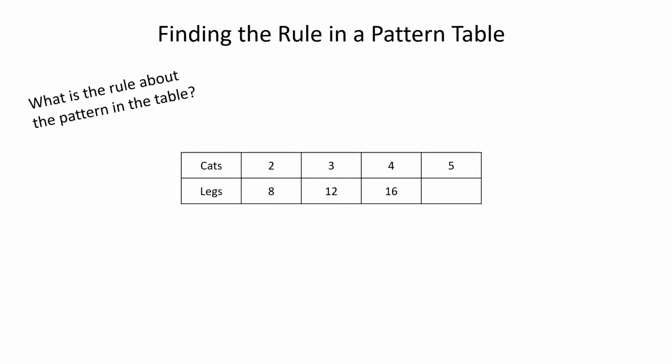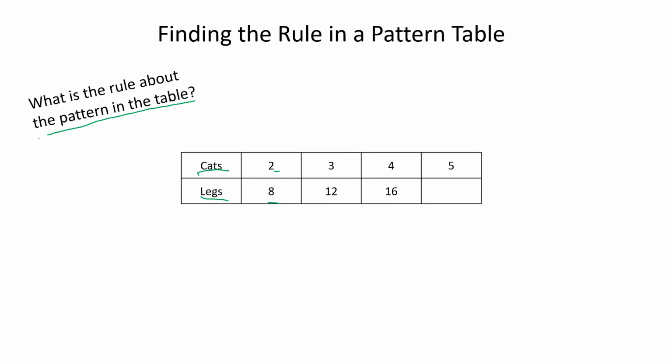So our question that we're starting with here is, what is the rule about the pattern in the table? So one row is cats, and then the second row is the number of legs that they have. So looking at this, I'm trying to see how the numbers are connected, what the rule is. So if I have 2 cats, how do I get to 8 legs? And so I can think, well, 2 plus 6 equals 8, right? 2 plus 6 equals 8.